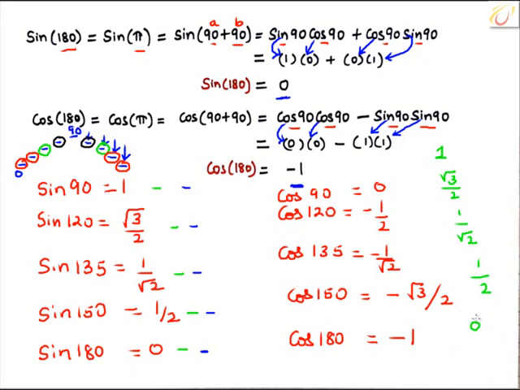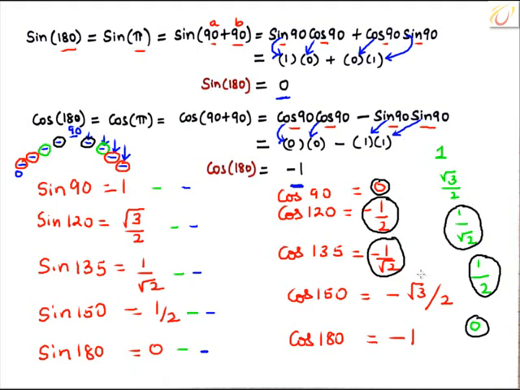Cos 90 is 0. Now look at cos 120. Cos 120 is minus half. Cos 60 is half. Cos 135 is minus 1 upon root 2. Cos 45 is 1 upon root 2. Cos 150 is minus root 3 by 2. Cos 30 is root 3 by 2. Cos 180 is minus 1.